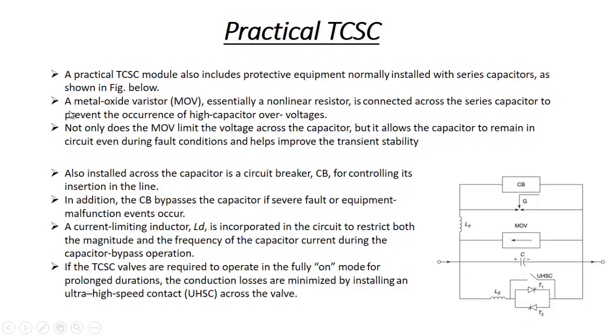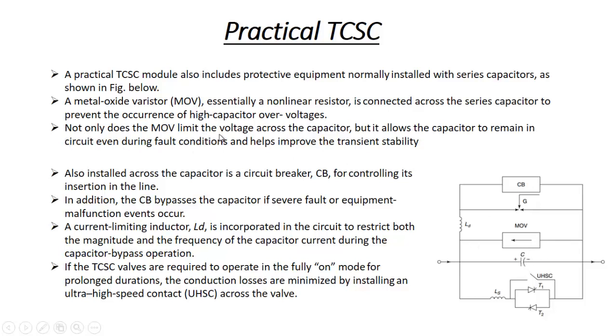So we have a metal oxide varistor, essentially a non-linear resistor. It is connected across the series capacitor to prevent the occurrence of high capacitor over voltage. For example, if high voltage appears across this, since this is a non-linear resistor, for a lower value of voltage it acts as an open circuit. For higher values of voltage, it acts as a short circuit. So in that case, for higher voltages, this capacitor will be short circuited. So finally, the capacitor will be prevented from being damaged.